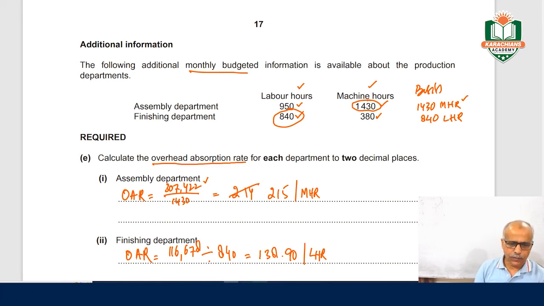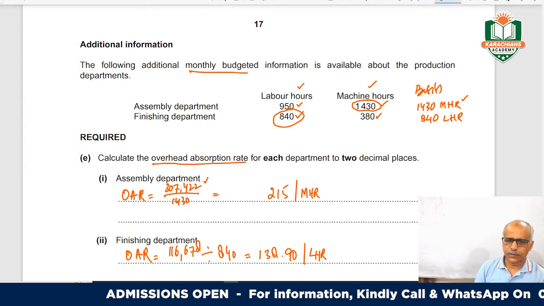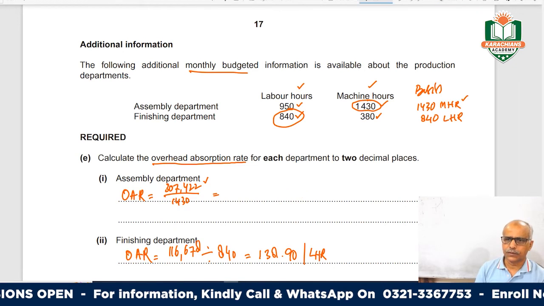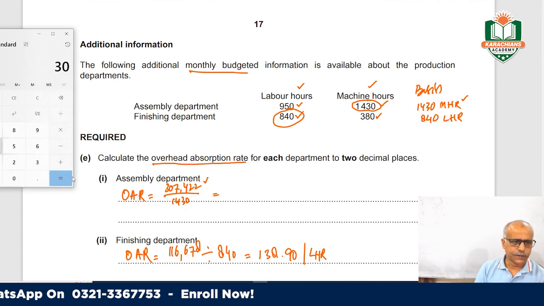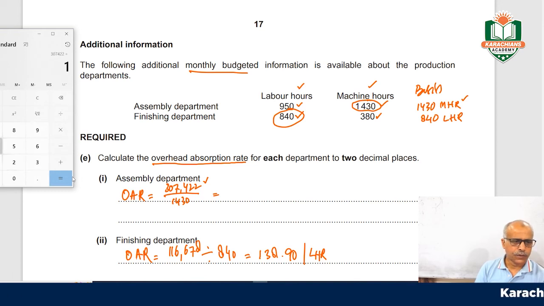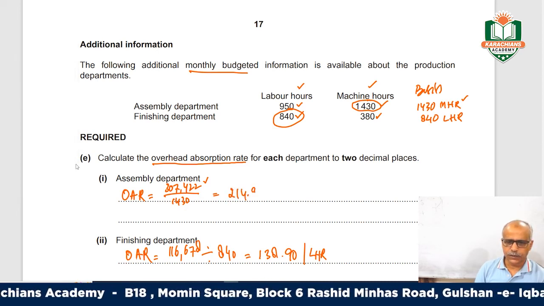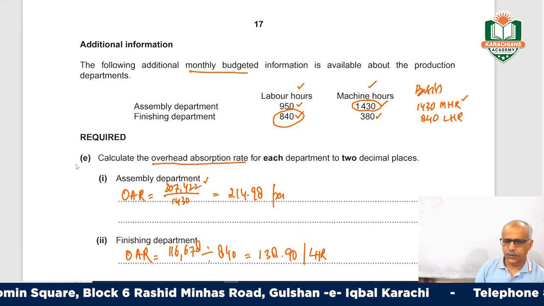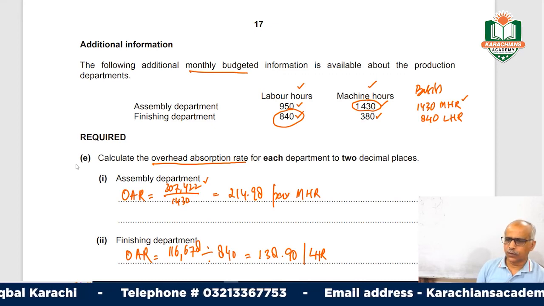If I think, they are asking for two decimal places, no? So I think we should write it to two decimal places. So 307,422 over 1430 is 214.98 per machine hour. So these are your absorption rates.